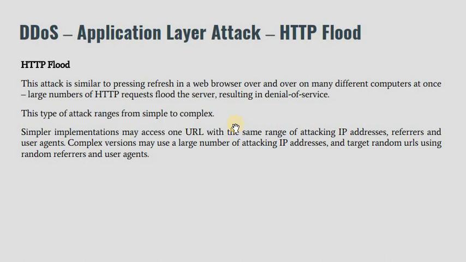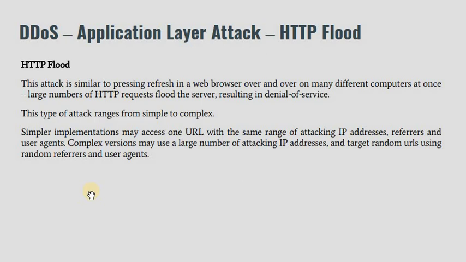It may be a simple one. You may sit down at home and try to do a simple attack, right? But if an attacker creates a botnet, then of course the magnitude of the flood will be more. Simpler implementations may access one URL with the same range of attacking IP addresses, referrers, and user agents. Complex versions may use a large number of attacking IP addresses and target random URLs using random referrers and user agents.